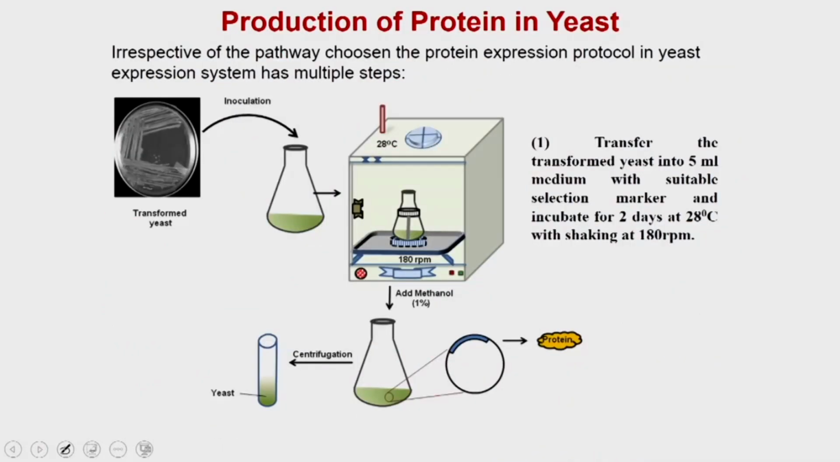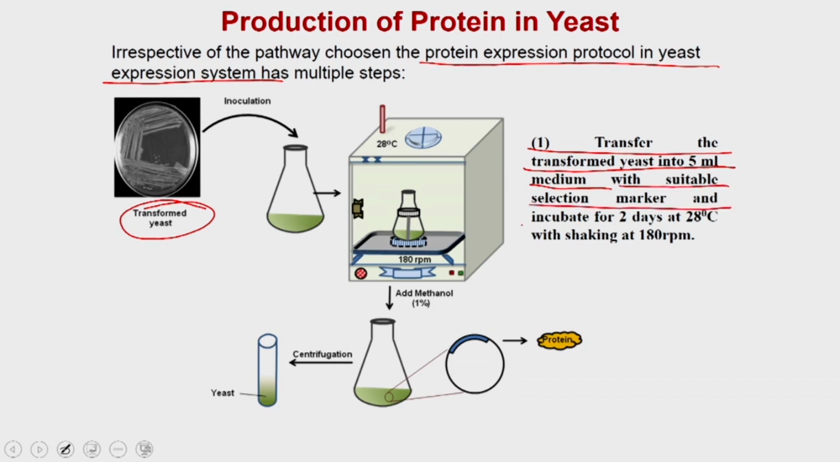Now, there are multiple steps which you have to follow for protein production in the yeast expression system. The first step is that you do the transformation of the yeast with the recombinant DNA. Once you have generated the transformed yeast, transfer the transformed yeast into a 5 ml media with suitable selection markers and incubate that for 2 days at 28 degrees Celsius with shaking at 180 rpm.